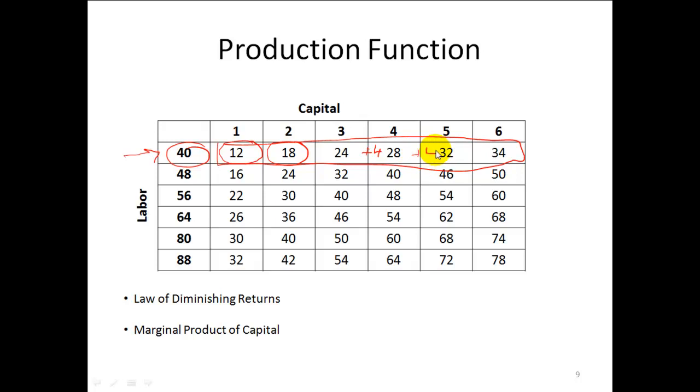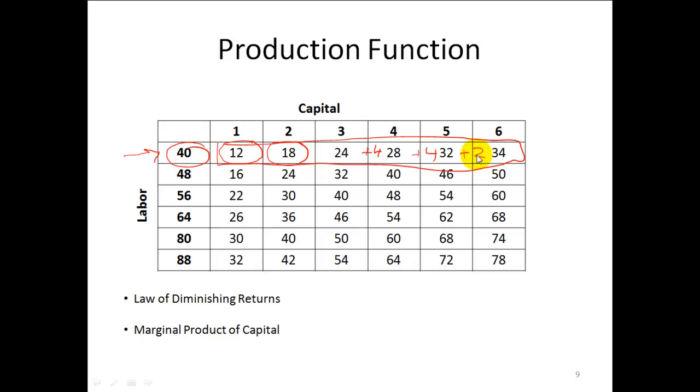This concept is called the law of diminishing returns. So for a given amount of labor, as you keep throwing more capital, you might have efficiency initially, but eventually this concept of diminishing returns kicks in. So just by throwing more capital at the same amount of labor doesn't mean that you can keep increasing output at a high rate. Okay. So that's the concept of diminishing returns.